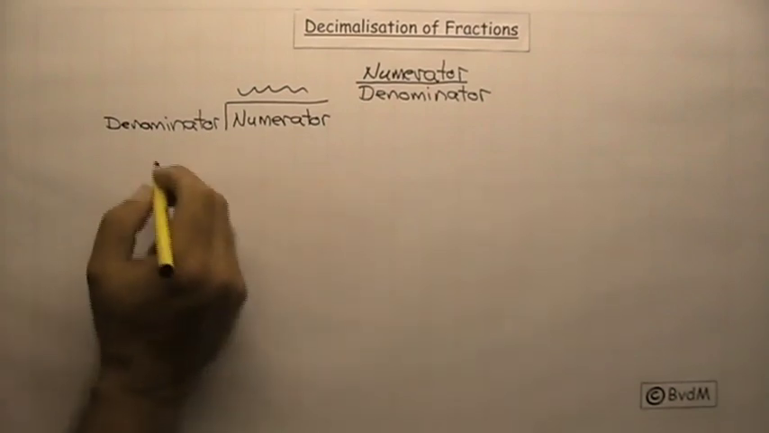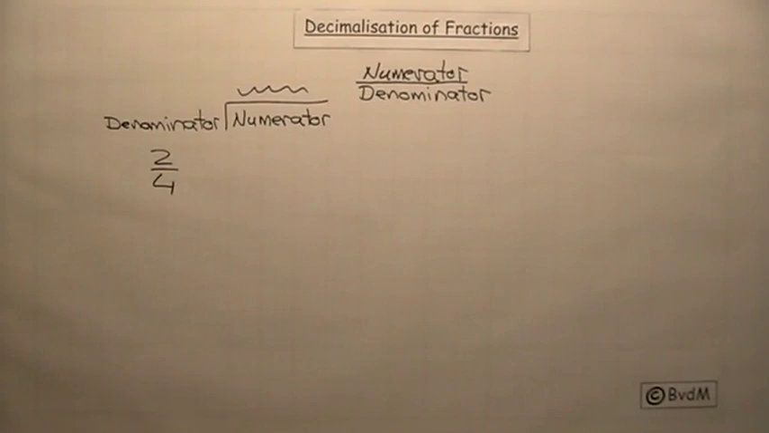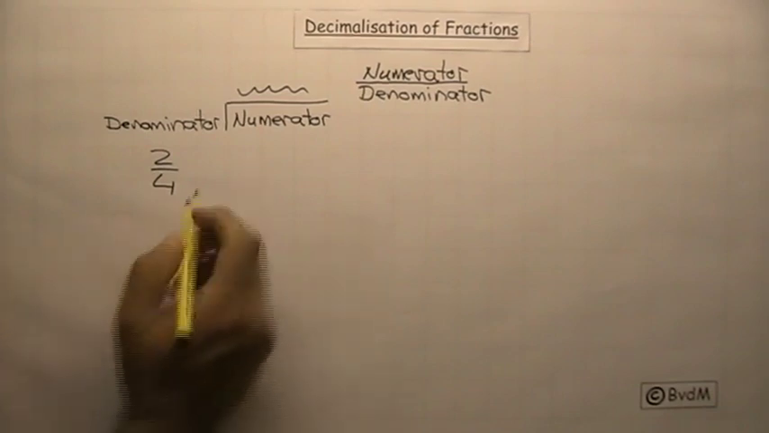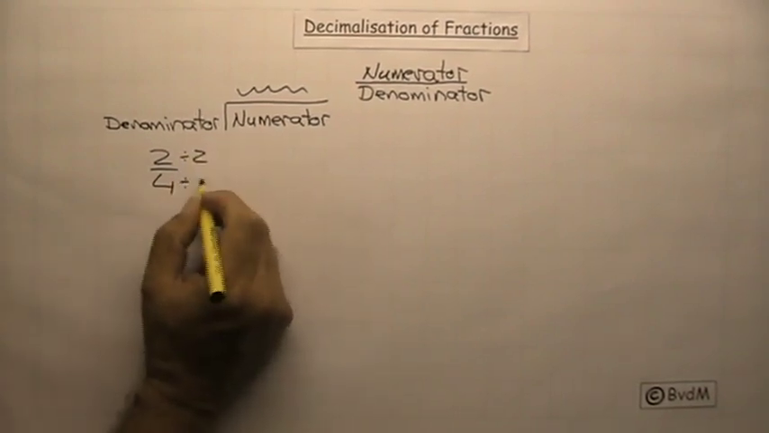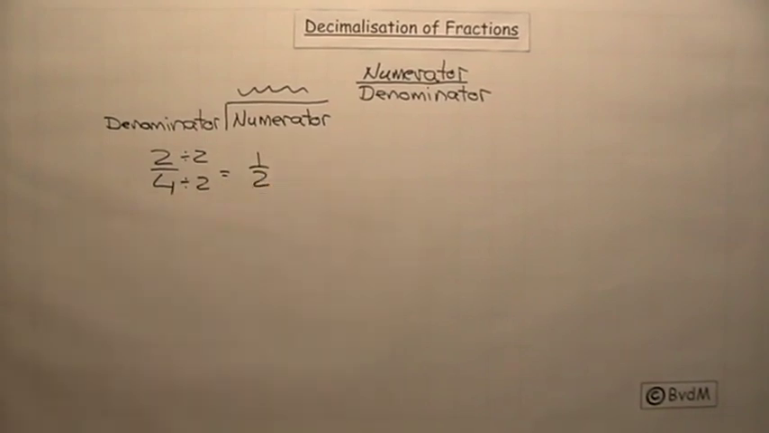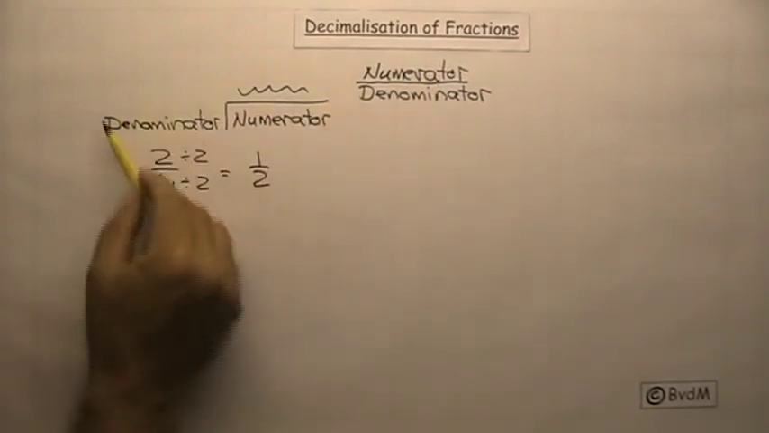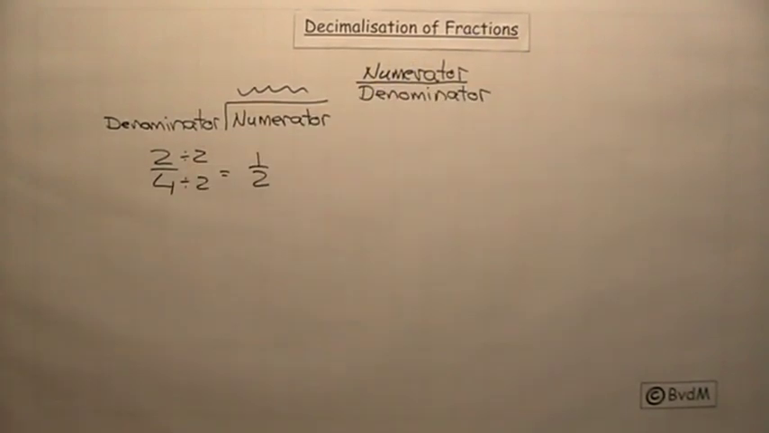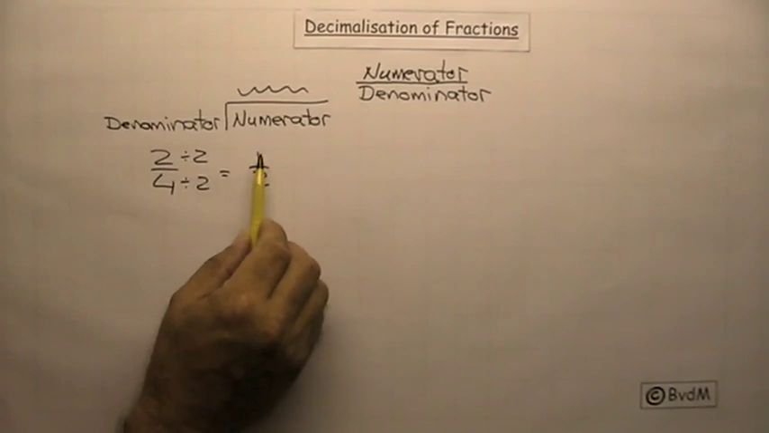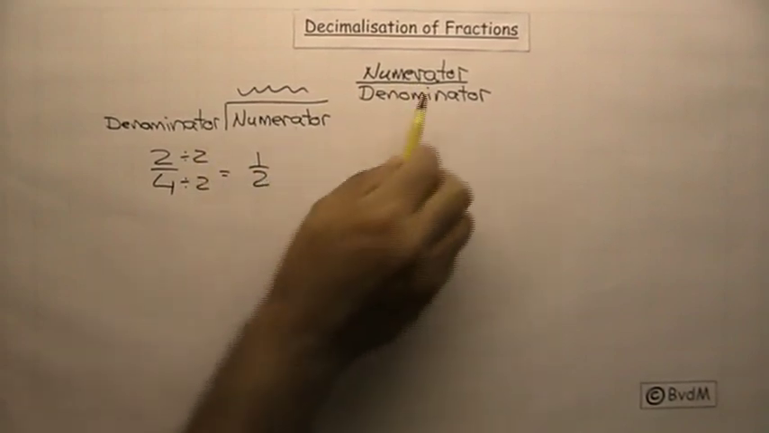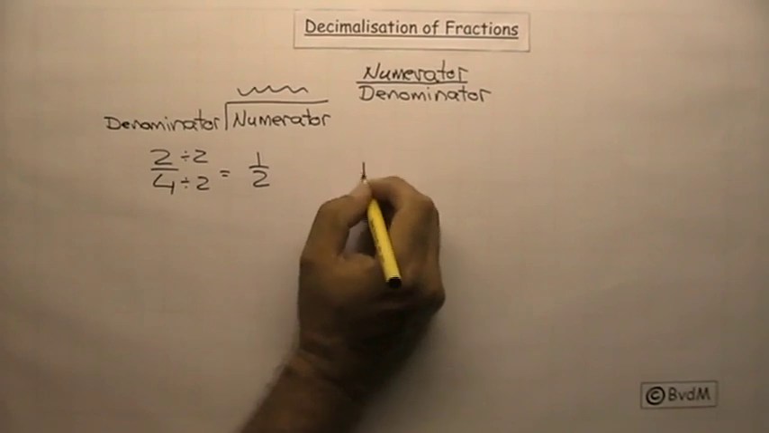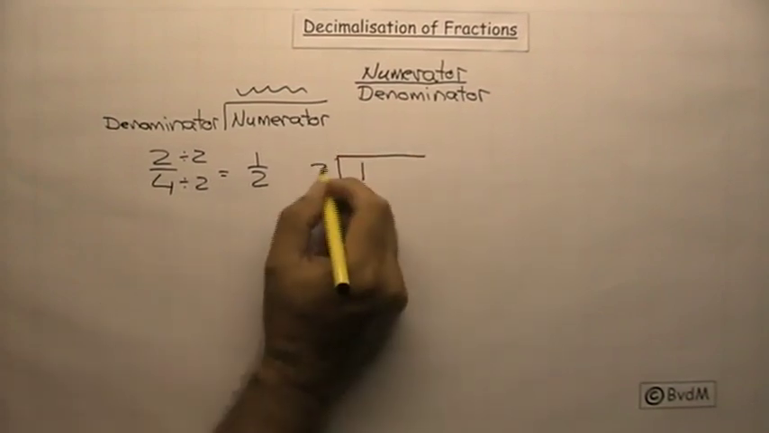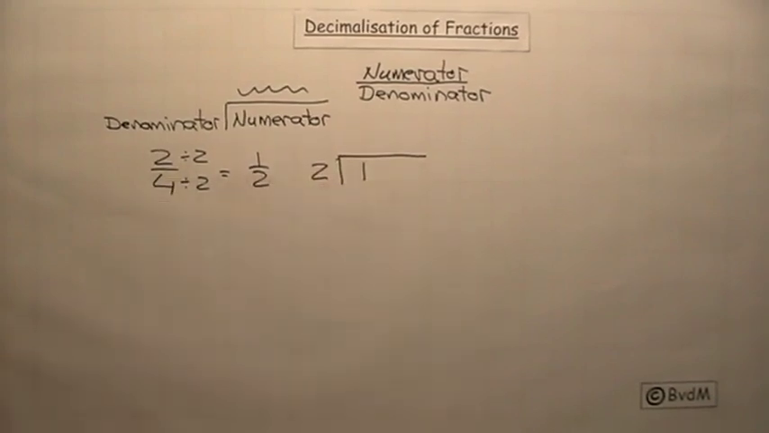So now, let's have a look and do 2 over 4. I want to decimalize that. The first rule in fractions, any fractions, and any operation in fractions, is that you first simplify the fraction. So that divide by 2 becomes a half. Now, if I look at my definition here of how to decimalize a fraction, I'm going to divide the 1, which is the numerator, by 2, which is the denominator. So I'm going to write it like that. And I'm going to divide the 1 by the 2.